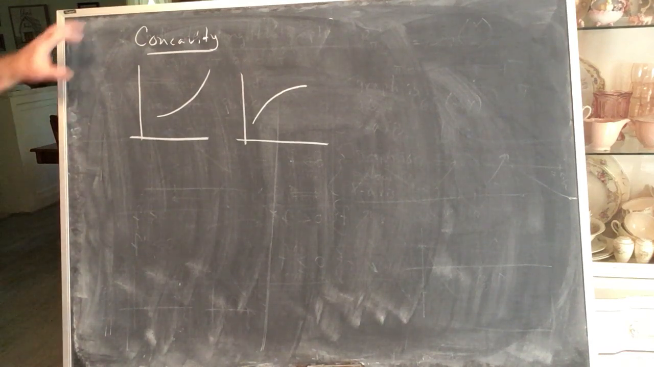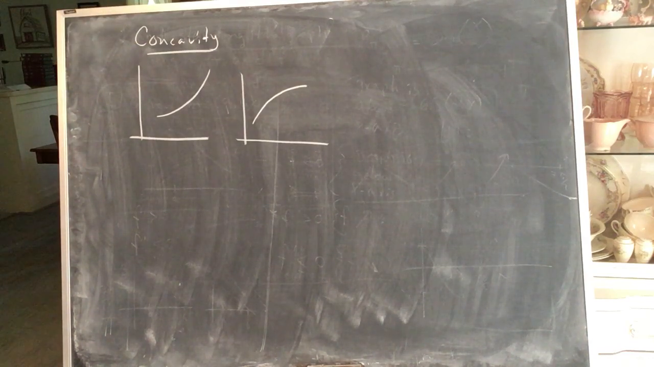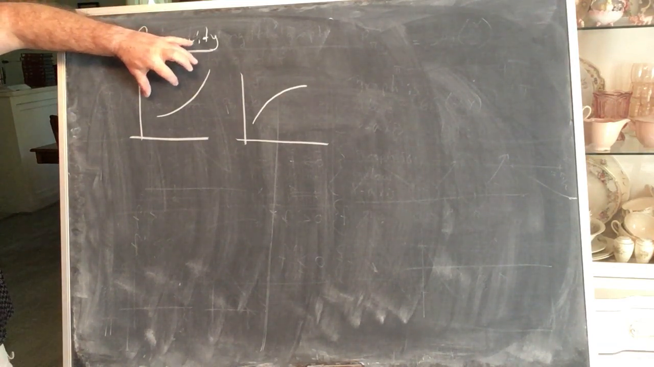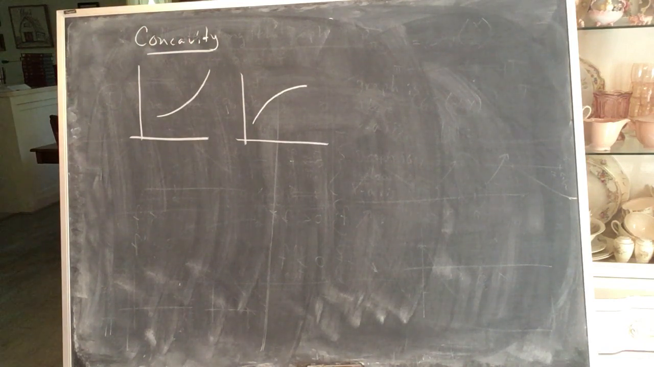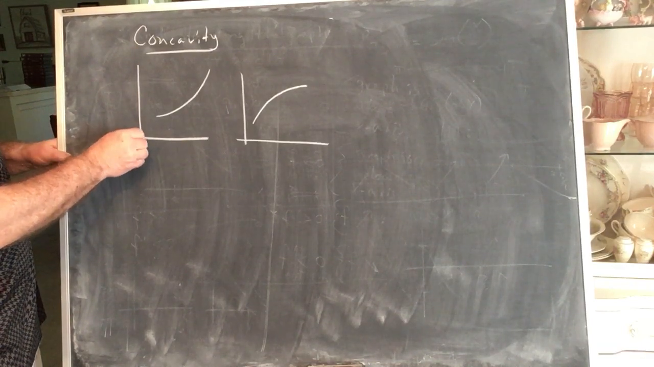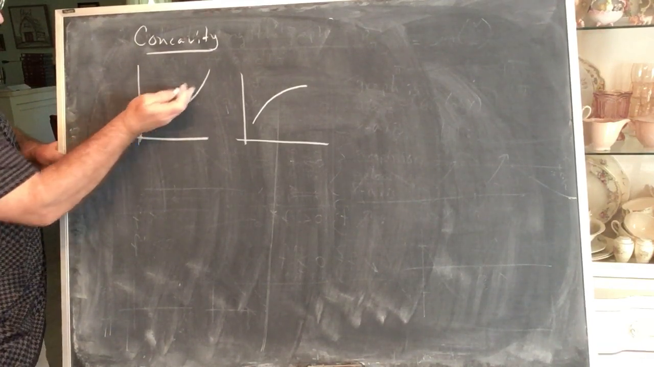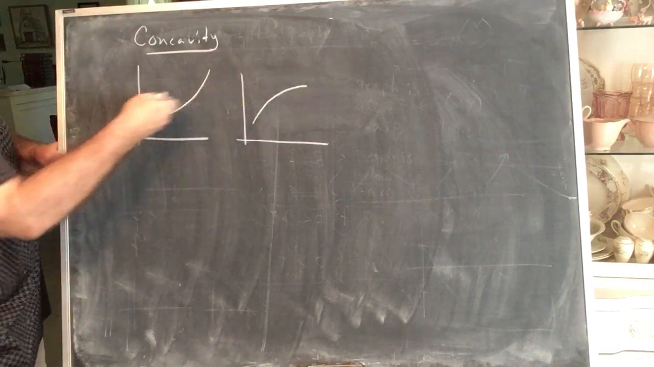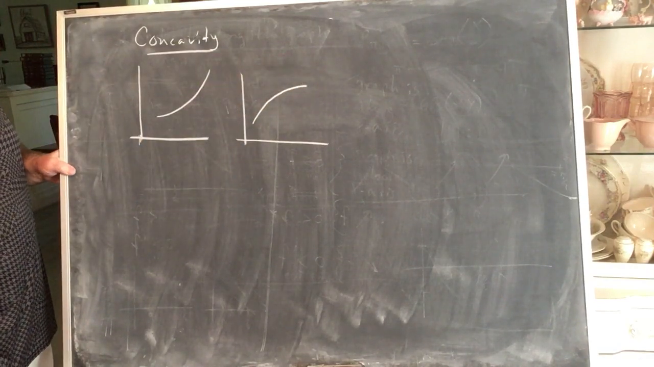Okay, so now we're going to introduce the notion of concavity. Concavity is an idea that determines the direction that the curve turns. In this picture, the curve is increasing. In this picture, the curve is increasing, but they behave in fundamentally different ways.